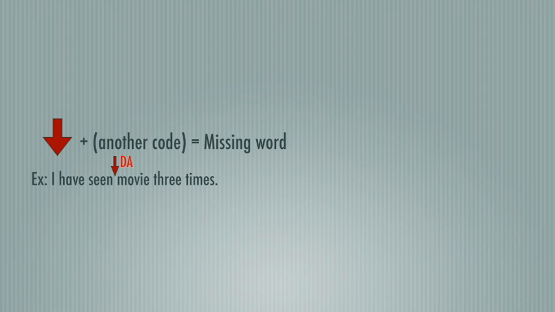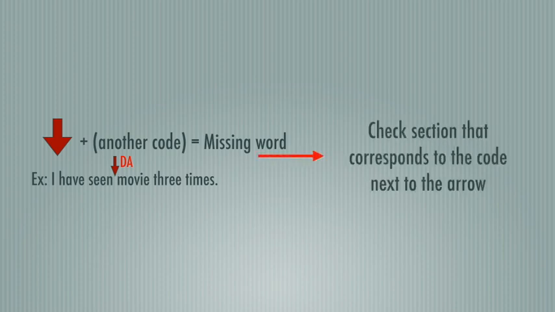Then if I draw an arrow and another code, okay, it's a missing word. You're missing something in your sentence. So it could be a verb, it could be a personal pronoun. In that case, it's the demonstrative adjective. So basically, you have to check the section that corresponds to the code next to the arrow, to know what word you're missing, and just write it down. So I have seen this movie 3 times.